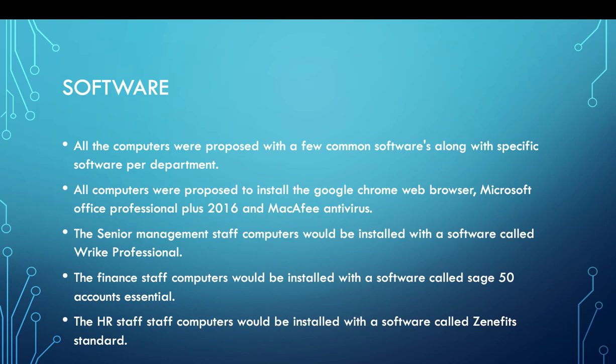So all the computers were specified with McAfee antivirus to deal with Trojans and viruses, Microsoft Office to allow users to edit Word documents, create PowerPoints, and use spreadsheets, and a Google Chrome web browser to allow users to browse the web. The senior management staff were installed with a software known as Rike, which was in effect a project management software. The finance department PCs were installed with a software known as Sage 50 Accounts, and this was used for finance and accounting.